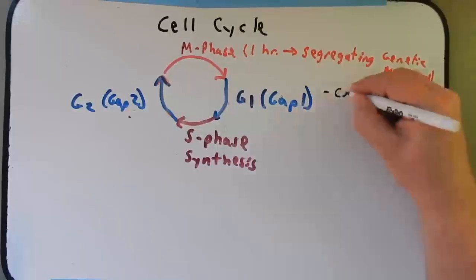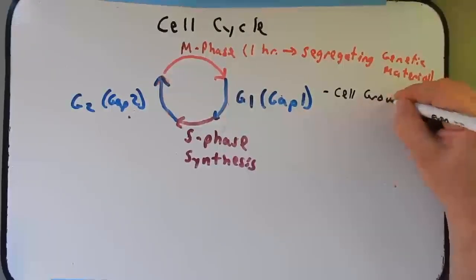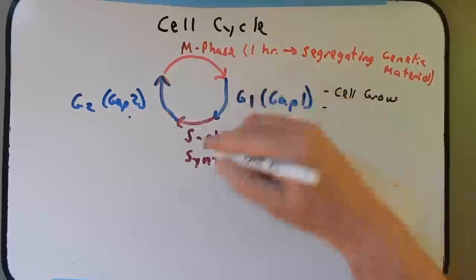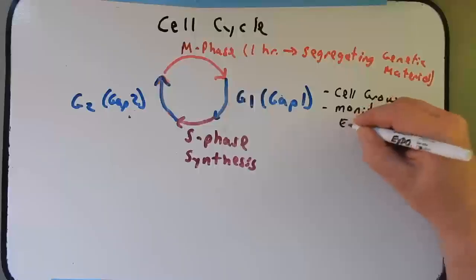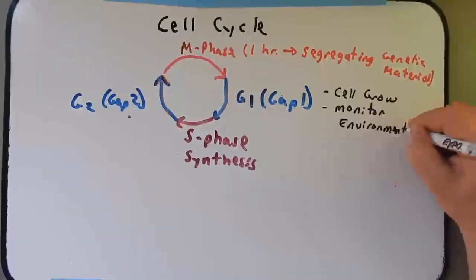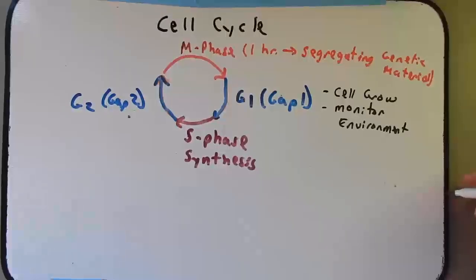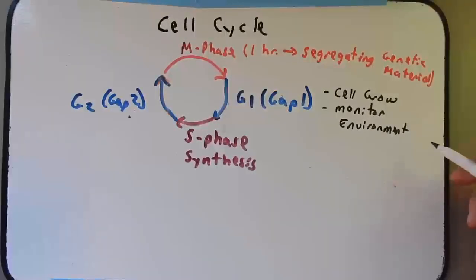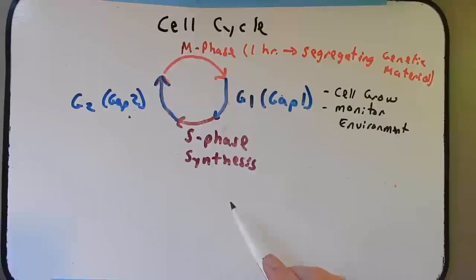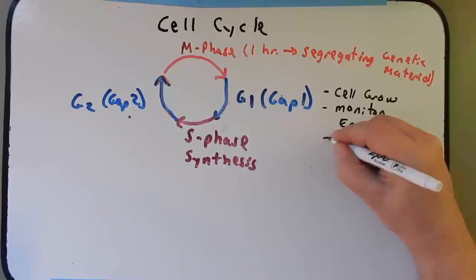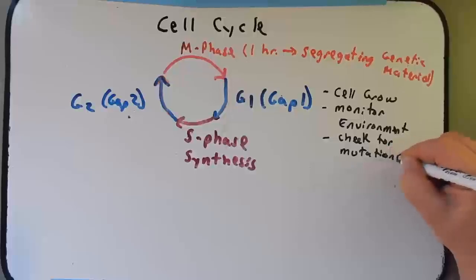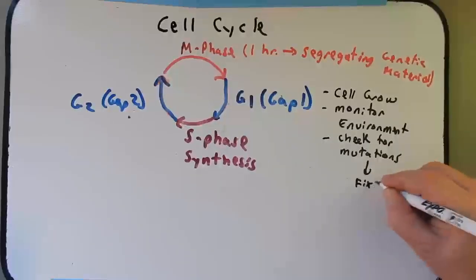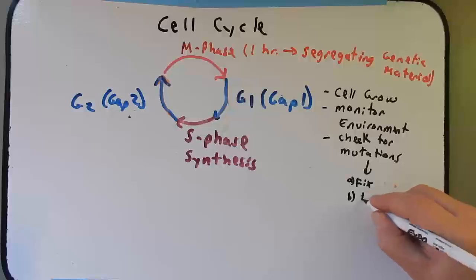In gap 1, the cell will begin to grow, get a little bigger, and during this time, the cell will monitor the environment. Is the cell getting a signal to divide? Is it getting a signal to not divide? If it's getting a signal to divide, then it will move on to S phase. But if it doesn't get that signal, then it won't move on to S phase. We'll talk more about this later, but during this time it will also check for mutations. And if there are mutations, it will either fix the mutations or it will kill the cell.